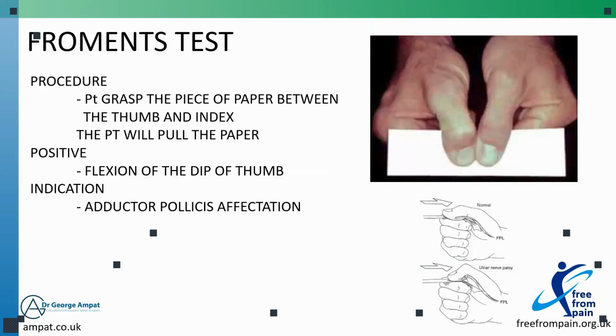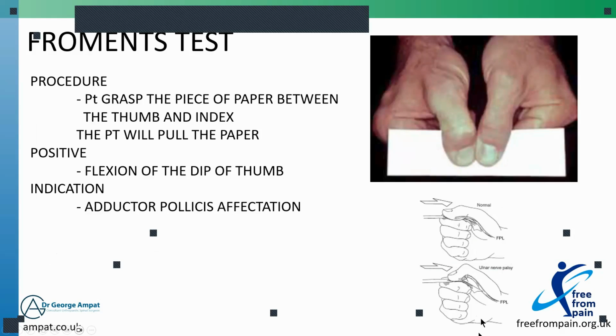Froment sign. Froment sign is a sign to identify when the ulnar nerve is damaged. So in a normal person, if you give them a card to hold and you pull the card away, they will be able to hold without flexing the IP joint of the thumb, because their adductor pollicis is so strong that it can hold the card without it slipping.